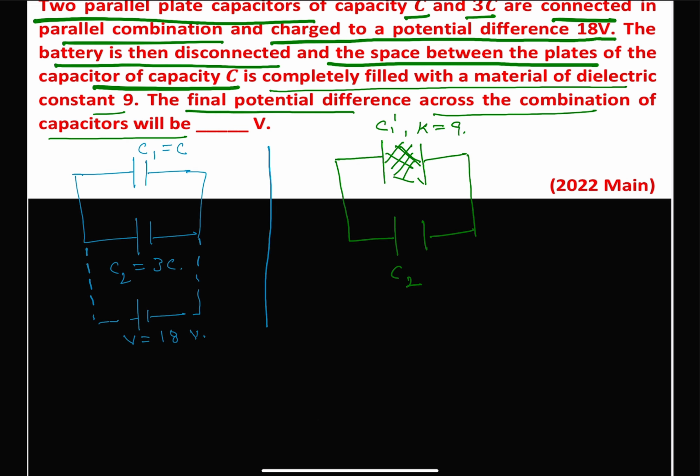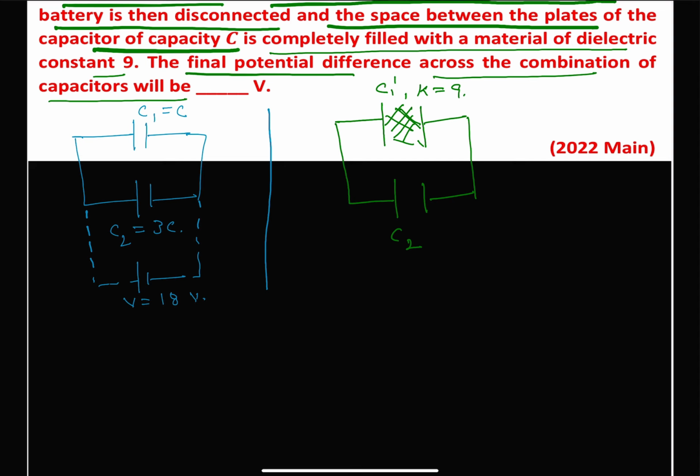So in the initial condition, we can say that the charge on C1, let us call this Q1, and the charge on C2, let us call this Q2. So we can say our Q1 will be equal to C1 multiplied by V. C1 is our C and V is our 18. So this comes as 18C.